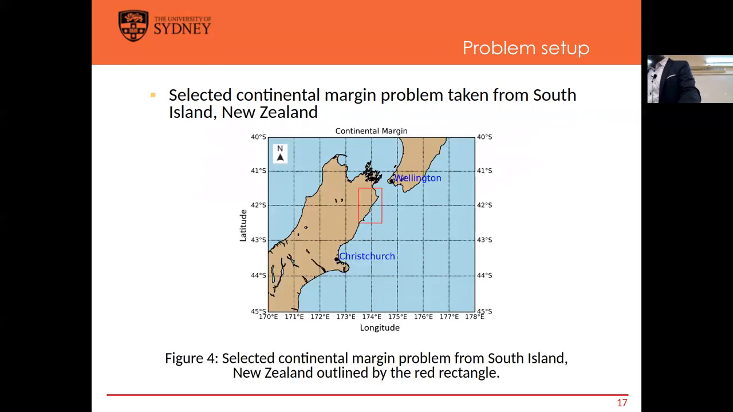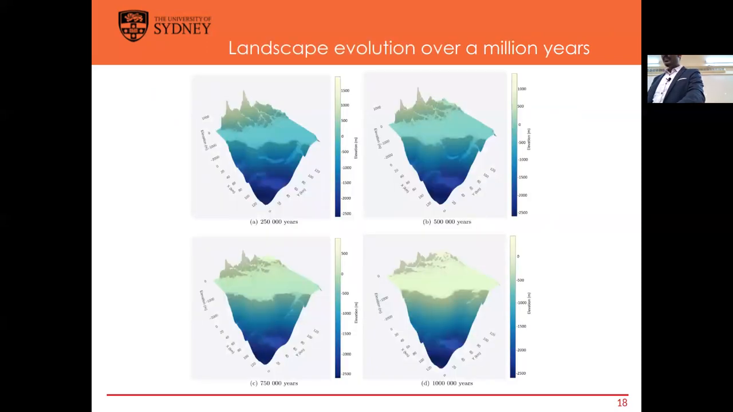So we look at this area, which is a very beautiful spot, but unfortunately I have not been there, although I did my PhD in Wellington. People make fun of me for not visiting Christchurch, but I will do so in the coming years. So we look at this area, and this is how this area looks.